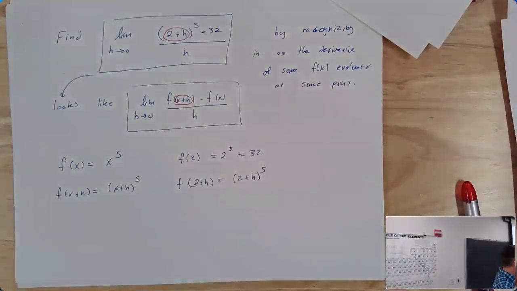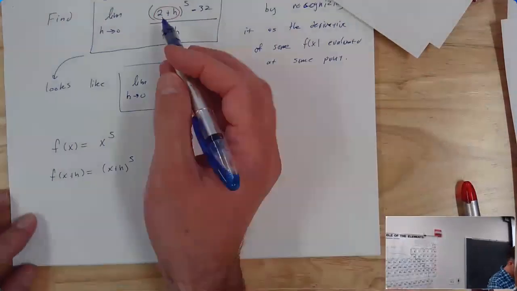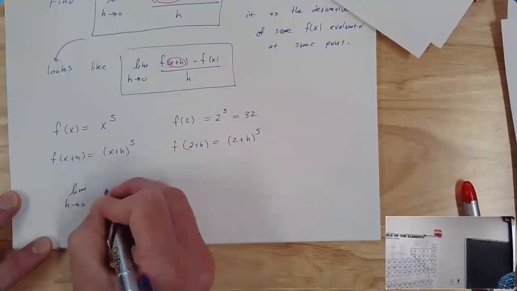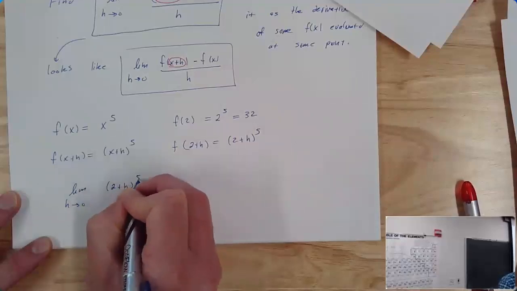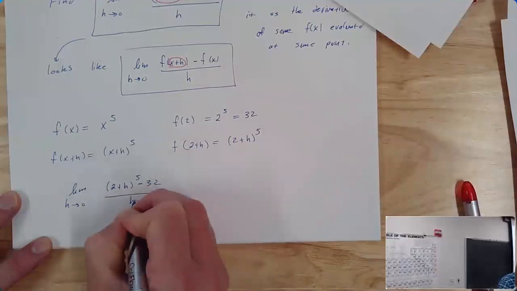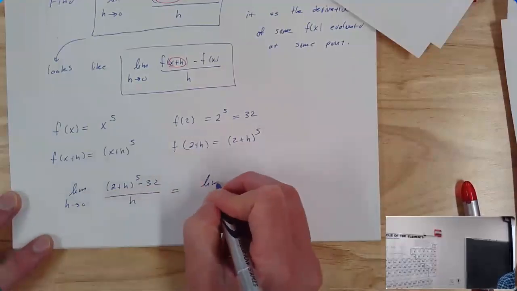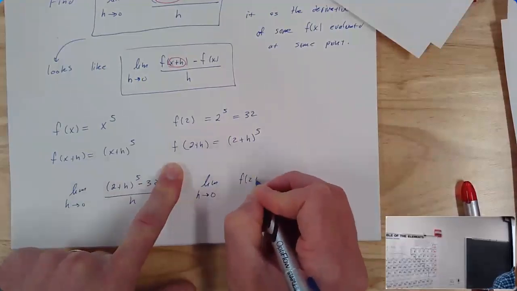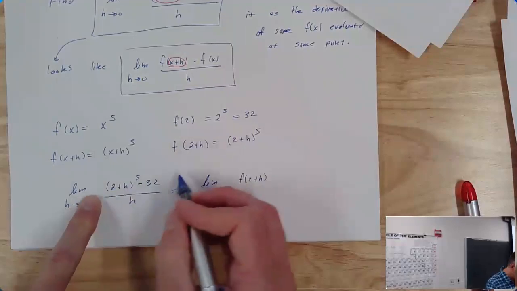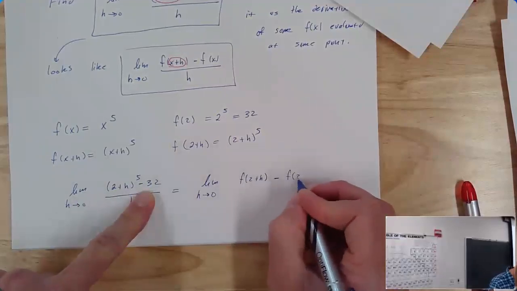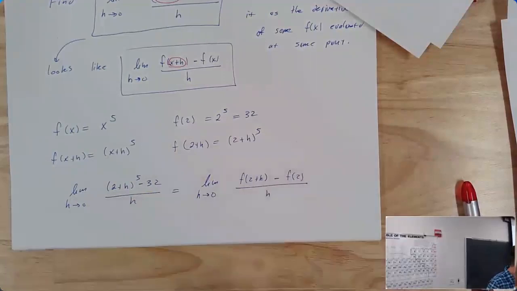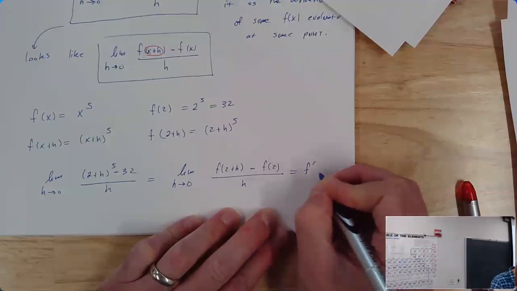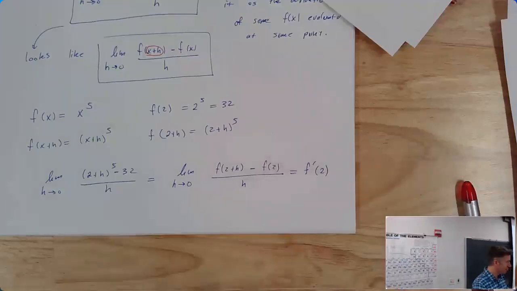Oh, things are starting to come together. So what this is looking like is the limit as h approaches 0 of 2 plus h to the 5th minus 32 all over h, which is looking a lot like the limit as h approaches 0 of f of 2 plus h, that's my f of 2 plus h right there, checks out, minus f of 2, all over h. And I know that that is the derivative of my function evaluated at 2.